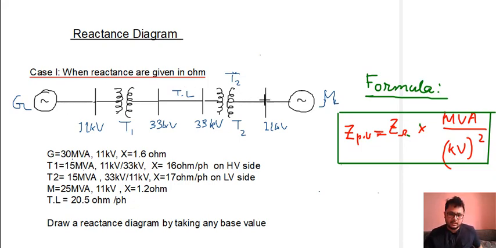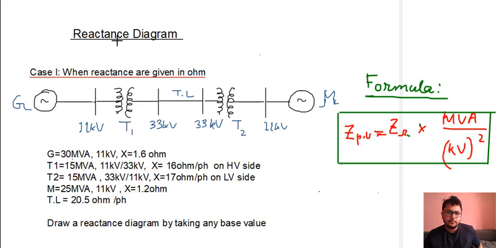Now see, this is the figure given. This is a single line diagram of a power system. Here you have a generator and two transformers. The transformers are labeled T1 and T2, and these are the transmission lines and these are the buses. These vertical lines are the buses. This is a generator, and the ratings and all these things are given. Now you have to draw a reactance diagram by taking any base value.